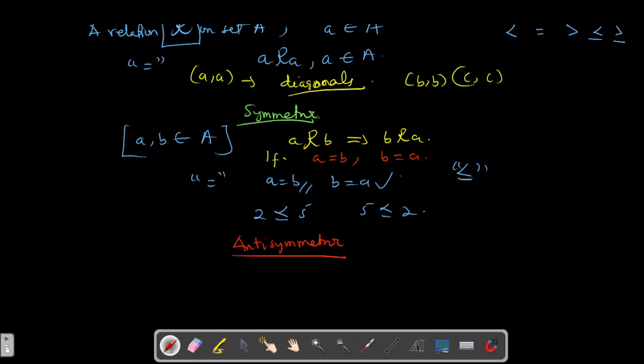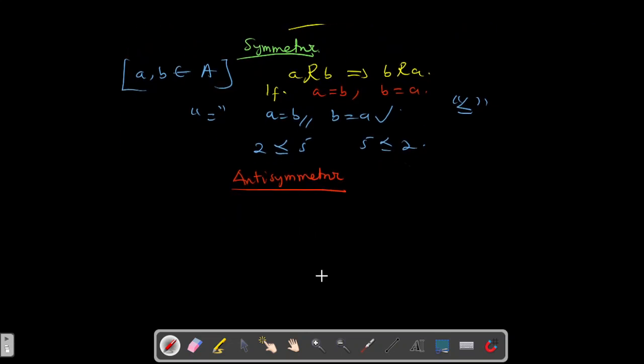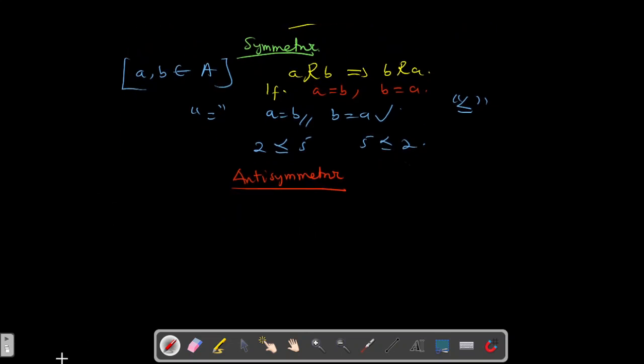So when you talk about antisymmetric, take note, this is very, very important. It's not the opposite of symmetric. This is one thing that confuses a lot of students. Antisymmetric property is not the opposite of symmetric property. That is one thing, please take note of that. Then, what do we mean by antisymmetric?